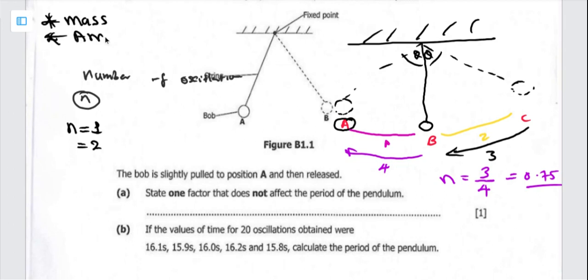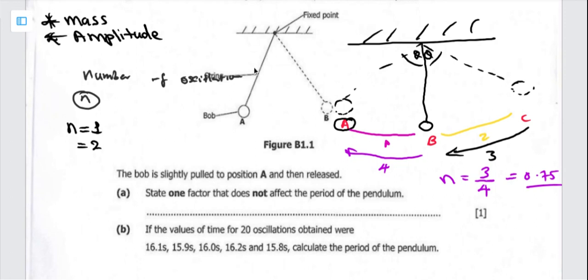But the acceleration due to gravity affects the period of the pendulum. The length of the string also affects the period of the pendulum. When you shorten the length of the string, you're going to make many oscillations, but the frequency is going to be lowered. When you increase the length, the frequency is going to increase, but the number of oscillations is going to reduce. So it's very simple to understand.